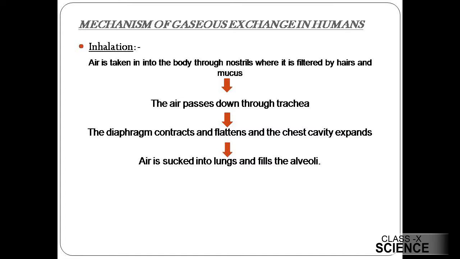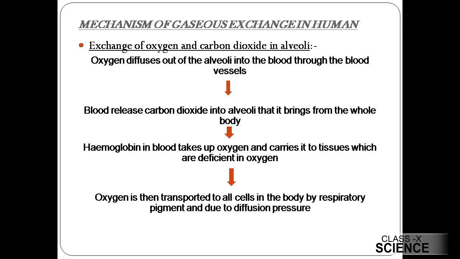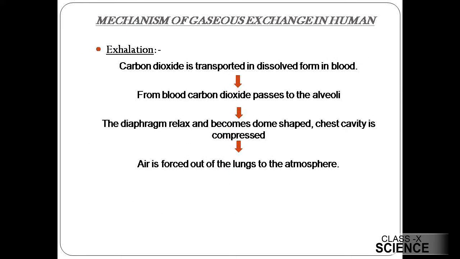Next is the exchange of gases. The oxygen diffuses from the alveoli into the blood vessels. The blood releases carbon dioxide into the alveoli, which it brings from the whole body. Hemoglobin in the blood takes up oxygen and carries it to the tissues which are deficient in oxygen. Oxygen is then transported to all the cells in the body by the respiratory pigment, hemoglobin, due to diffusion pressure. Then comes the process of exhalation.